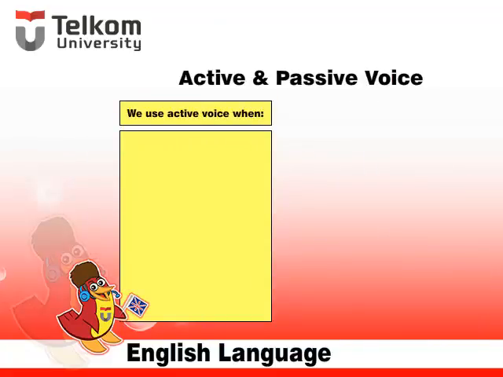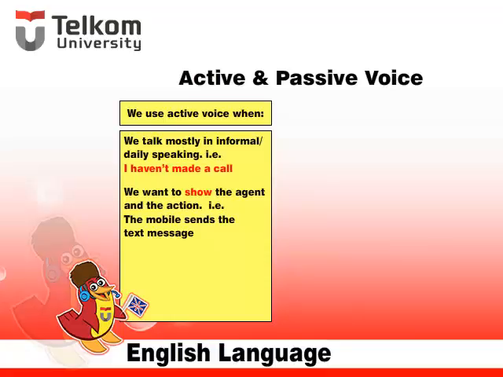We use active voice when we talk mostly in informal or daily speaking. For example, in an expression, I haven't made a call. The next one is when we want to show the agents and the action. For example, in the expression, the mobile sends the text message. And the last is when we want to show procedure. For example, you lift the handset from the cradle.